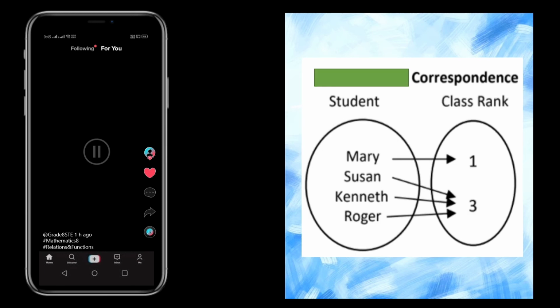Okay, next. Can you guess what correspondence there is in this relation? This is a many-to-one correspondence since several students shared the third rank in a class. So the 3 students have the same average. Kaya ayan po, pare-pareho sila ng rank.